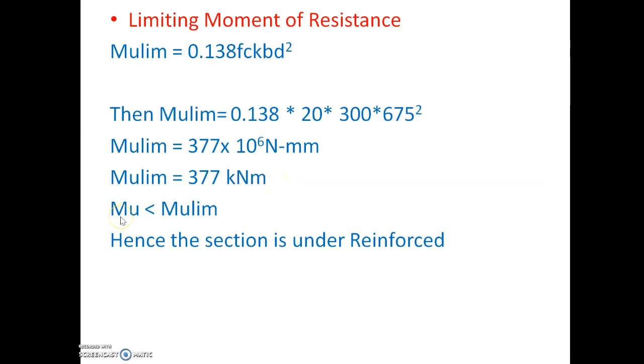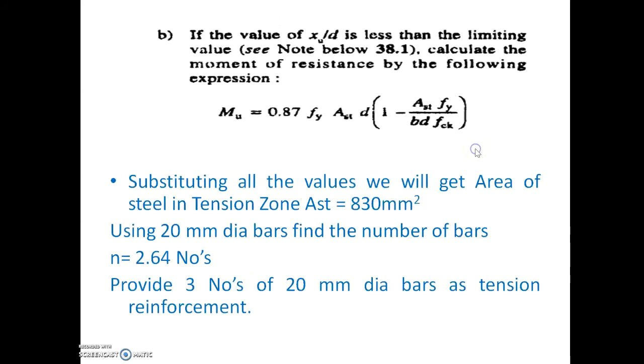Mu value is already given in the problem, that is 185. So 185 is less than 377, so the section is under reinforced. So for under reinforced section, Mu is equal to 0.87 fy Ast into d into 1 minus fy Ast by fck b d. In this case, we know all the values except the Ast value.